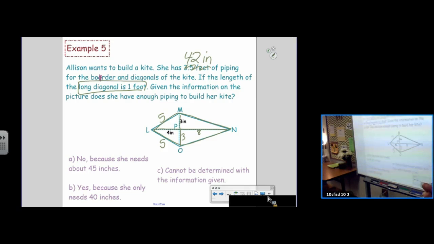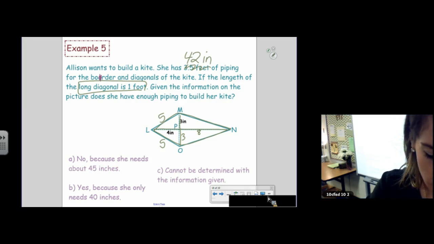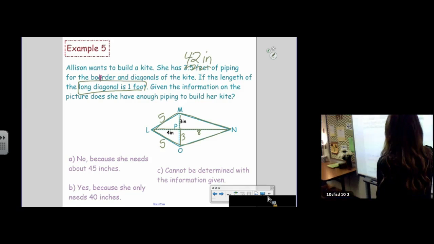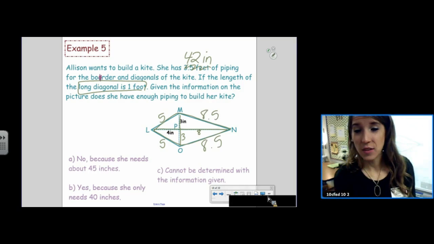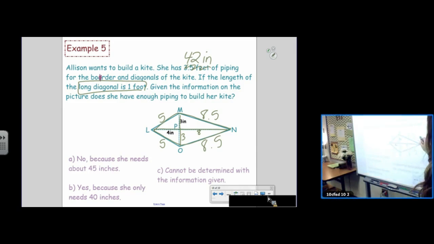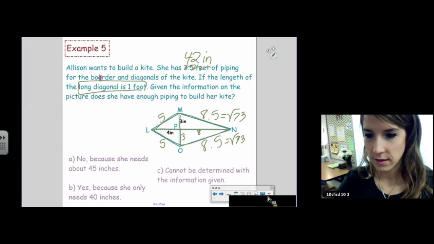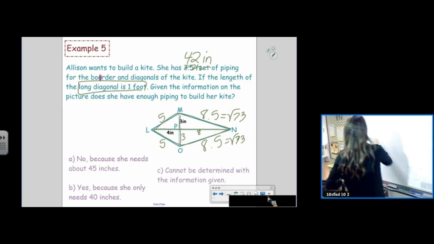Okay, now we need to find MN and ON. This is not a Pythagorean triple. 3 squared plus 8 squared. So it's the square root of 73. It's a real world problem, so I give you permission to round. Or you could just call it square root of 73. Okay, let's add it all up. How many inches of piping does she need? I'm getting 45. Are you guys getting 45 when you add up all of those segments?